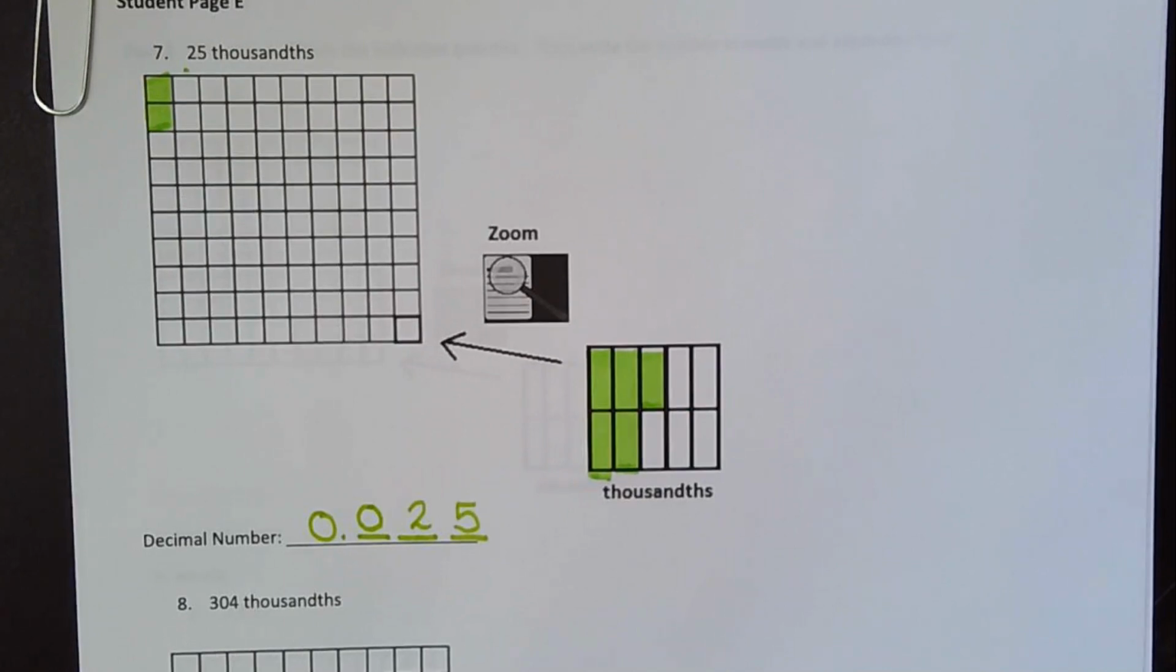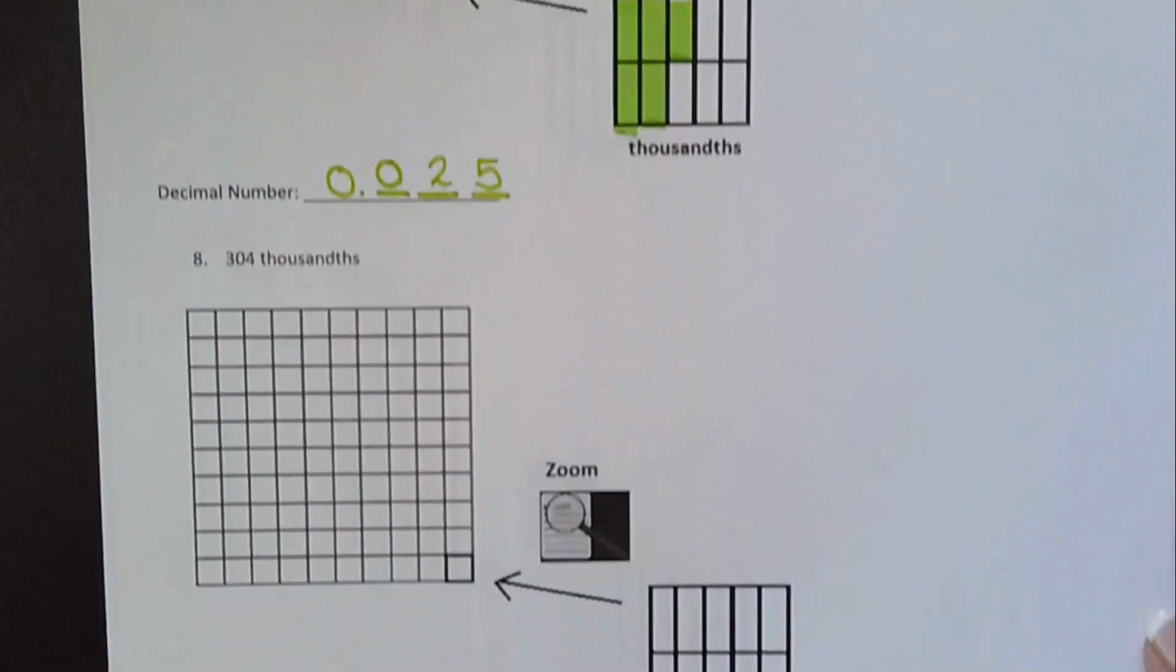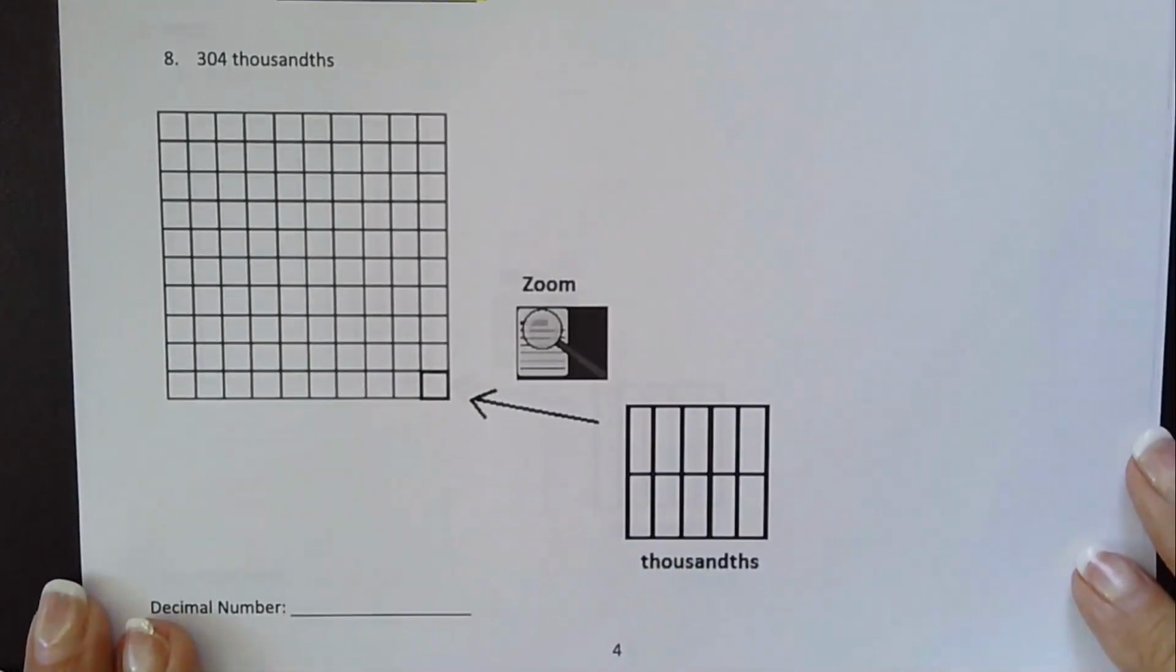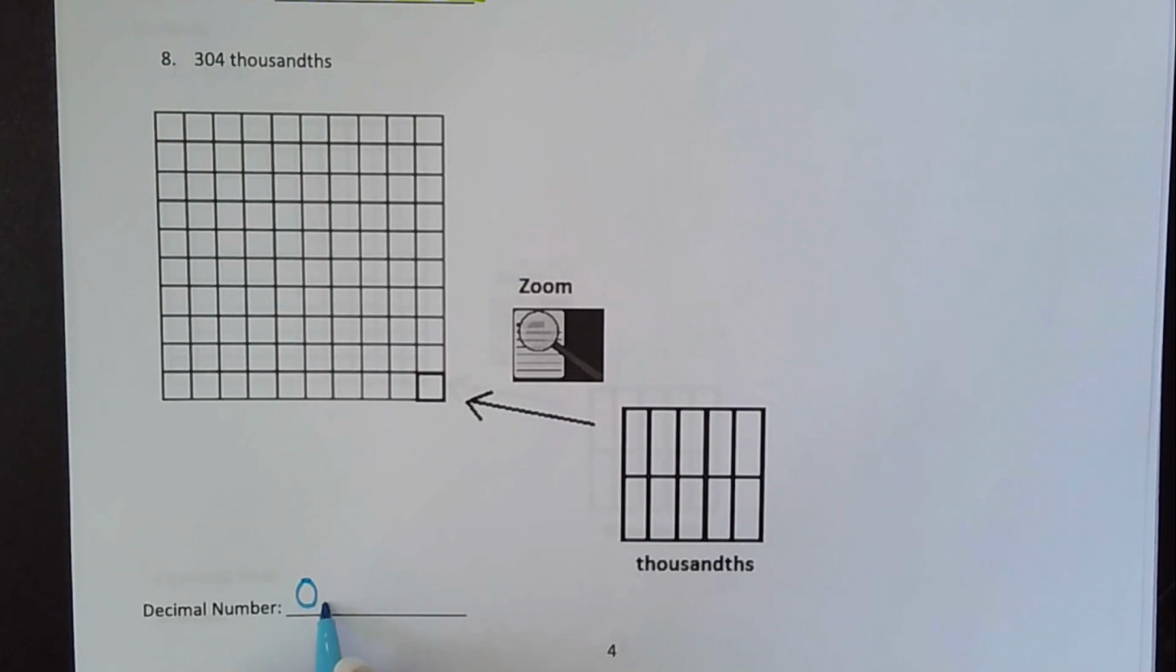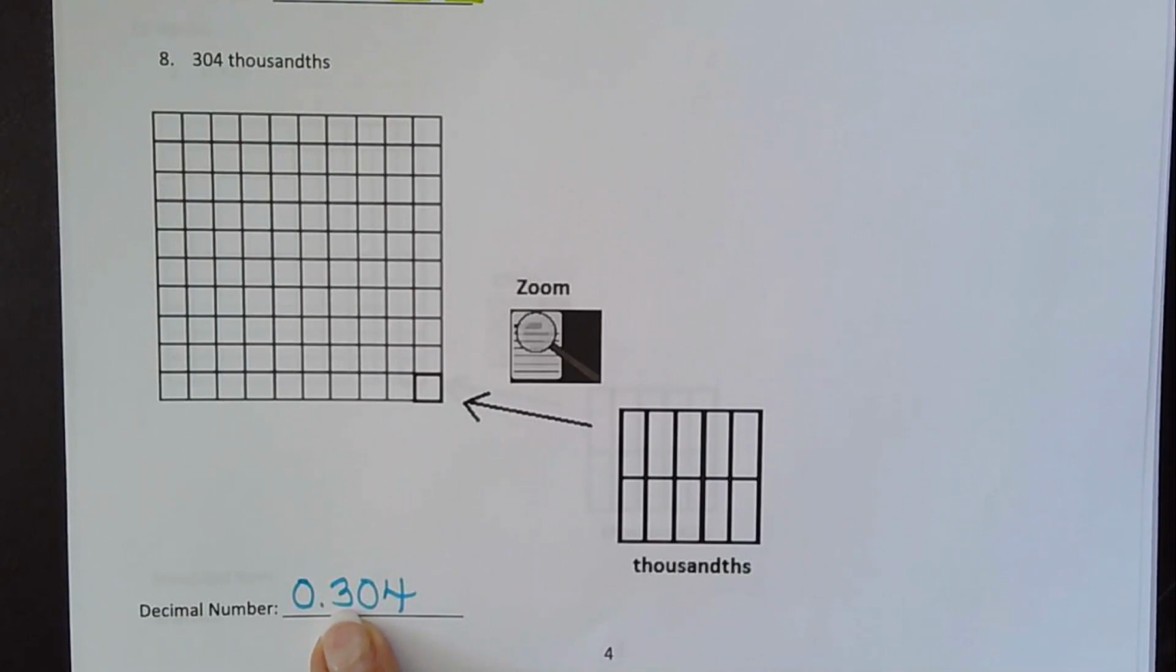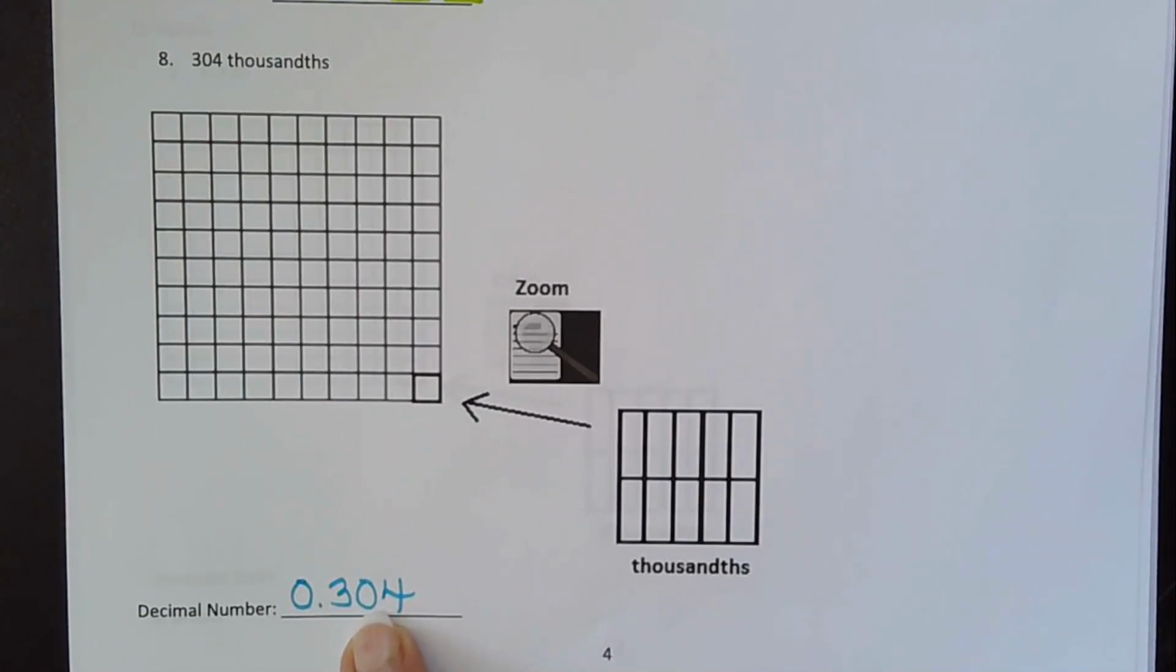Everybody do okay on that? Yeah, good. And this is another one. It's easier to write the number first. So here we have 304 thousandths. So thousandths has 3 decimal places, so we put 304 here. So this means 3 strips, 0 boxes, 4 in the thousandths.